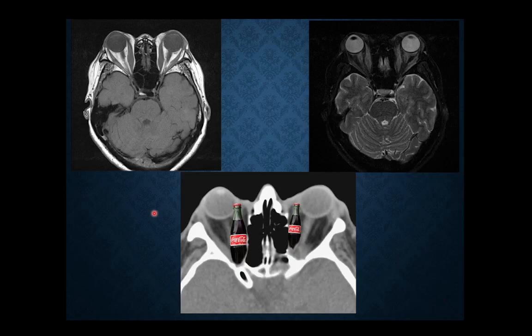Okay. Now in these three images, you can see there is thickening of the medial rectus muscle more than the lateral rectus muscle, but the significance is that the body of the muscle, or the bulk of the muscle, is enlarged, but not its tendon insertion. This is known as the Coca-Cola sign or Coke bottle sign, and it is seen because of Graves' disease.